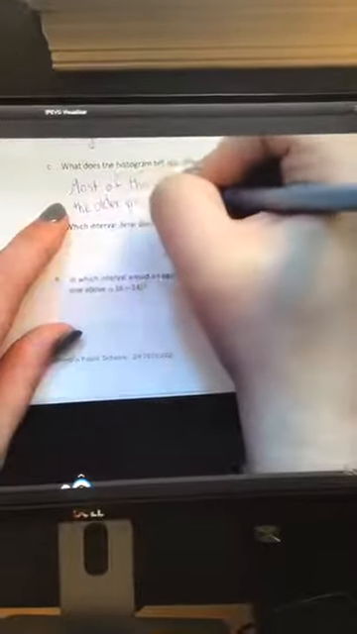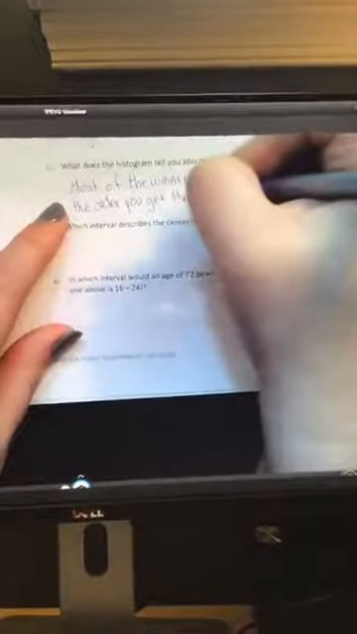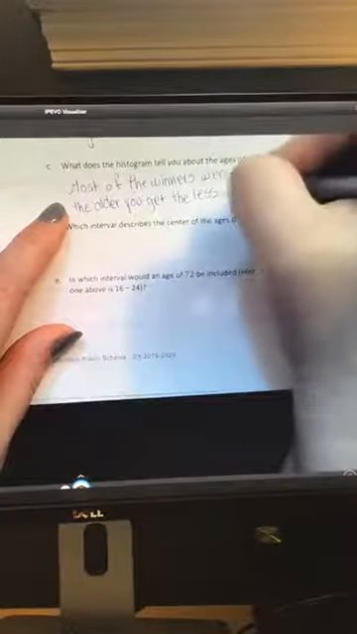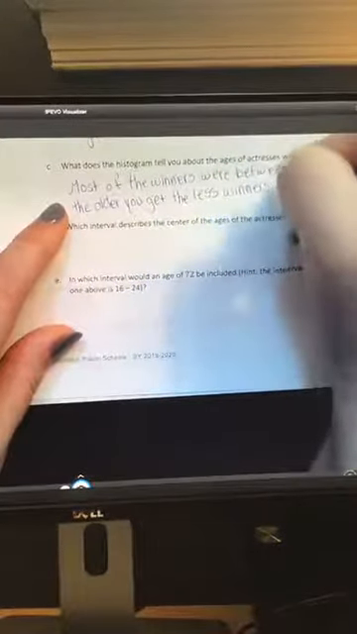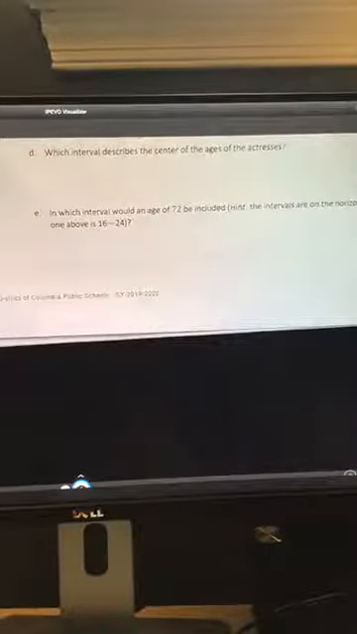And the older you get, the less winners there are. All right. So, which interval describes the center of the ages of the actresses?